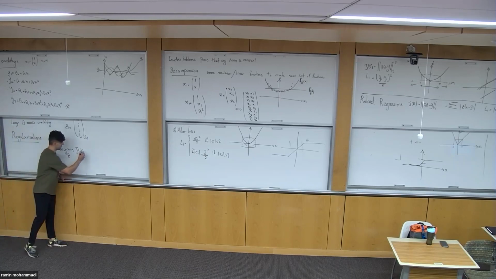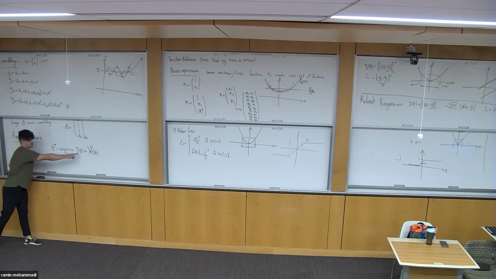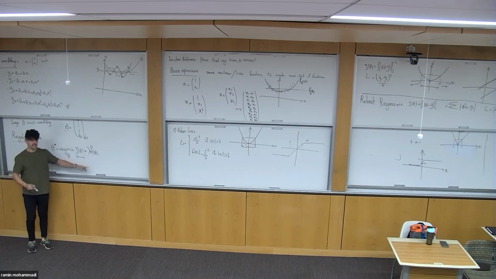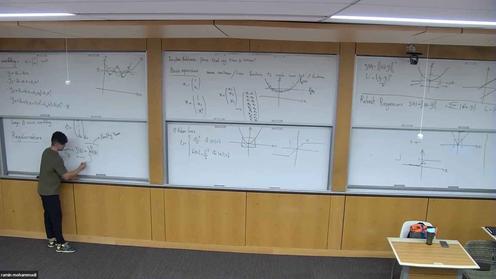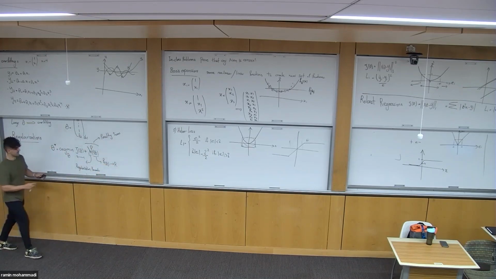How? I'm going to add something here called lambda times f of theta. I'm going to add a term to the cost function that I have. So this was the cost function, and now I add a term to it. This term we call a penalty term. The lambda is called the regularization parameter. And f of theta is a function that gets theta and produces a positive number.